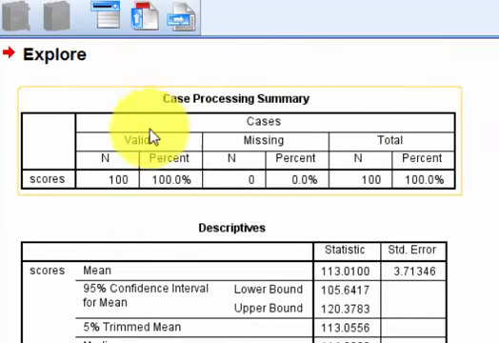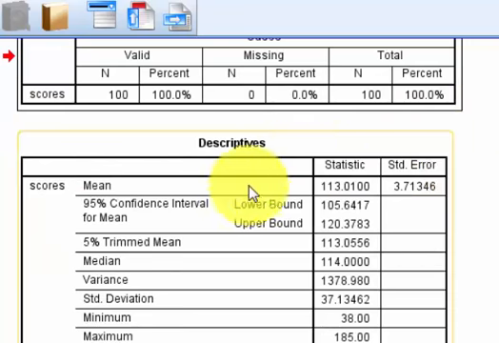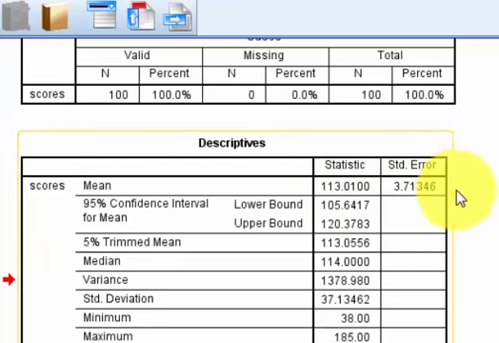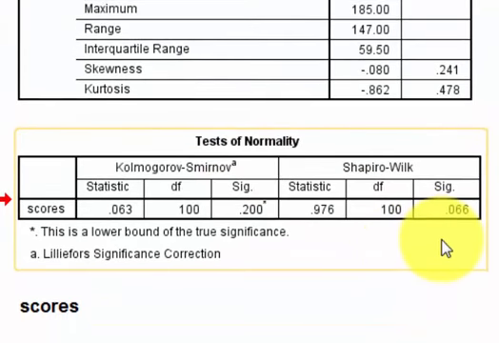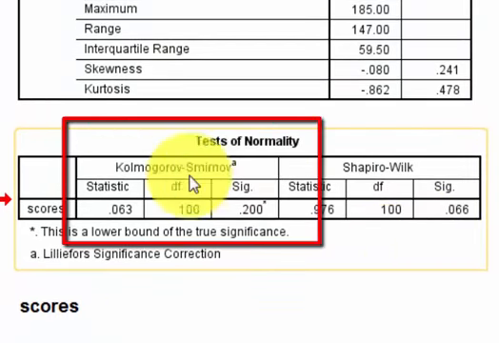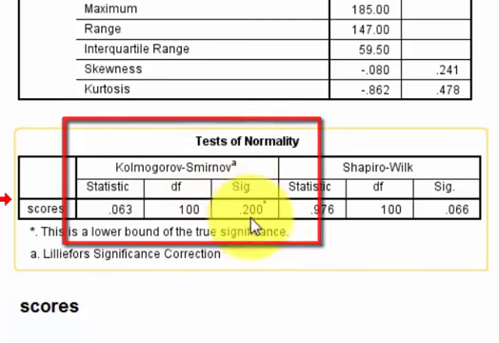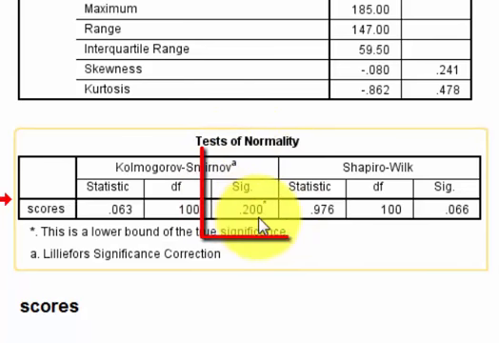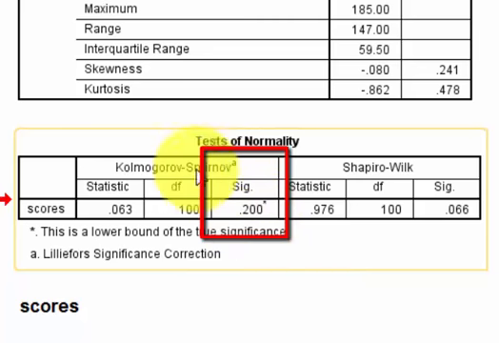And this tells us that we had 100 people in the study. Nobody was missing. There's the mean score. There's the standard error. Here it is right here. This is the test we're going to use to check for normality. The Kolmogorov-Smirnov test. So if this sig value, same as p-value, if this p-value was less than 0.05, you would have violated normality. But since this number is not less than 0.05, the assumption of normality was not violated.